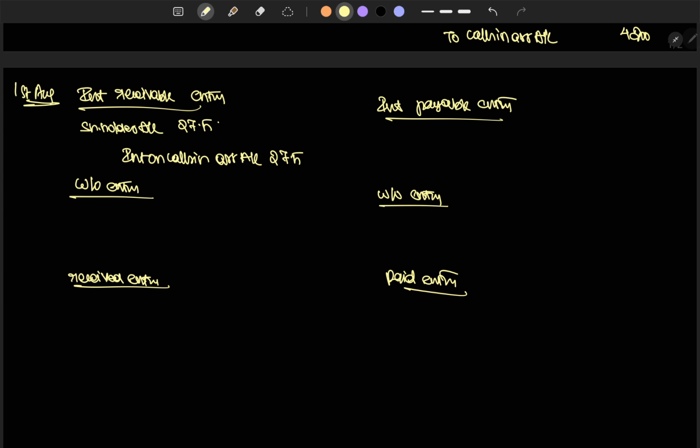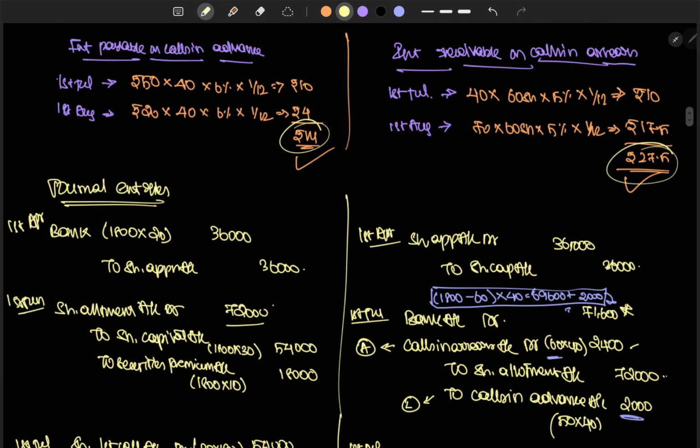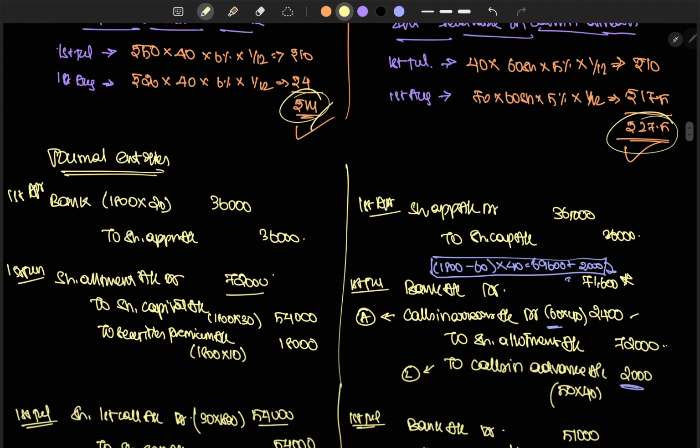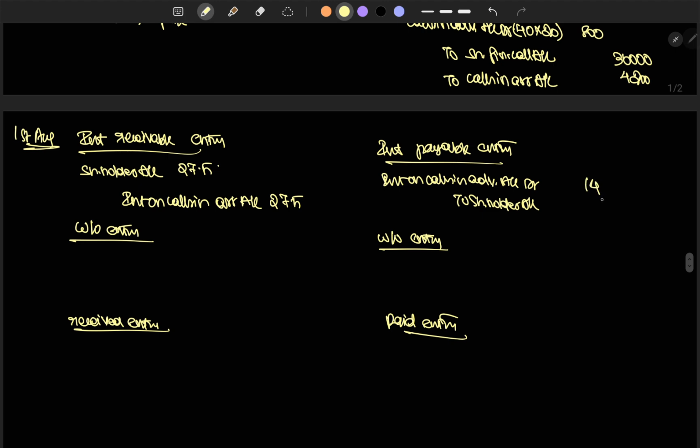Same as if you are paying interest, then it's our expense. Interest on calls in advance account debit to shareholder, he becomes our creditor. So how much? 14. Okay, now we have to write off into the P&L account.